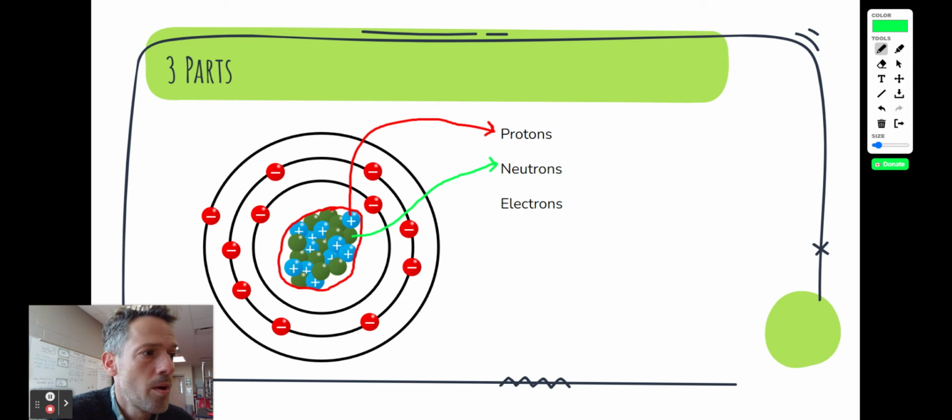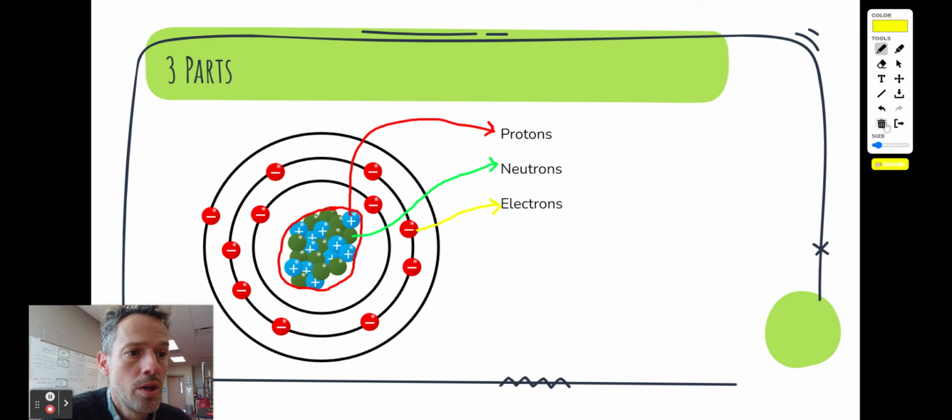Electrons are the third type of particle. They are not found in the nucleus. The electrons are found in the orbitals or the electron shells, and they have a negative charge. So electrons are always found in the electron cloud in this area outside of the nucleus, and they are constantly in motion. They fill the shells outside of the nucleus from the inside out, and they have a negative charge.